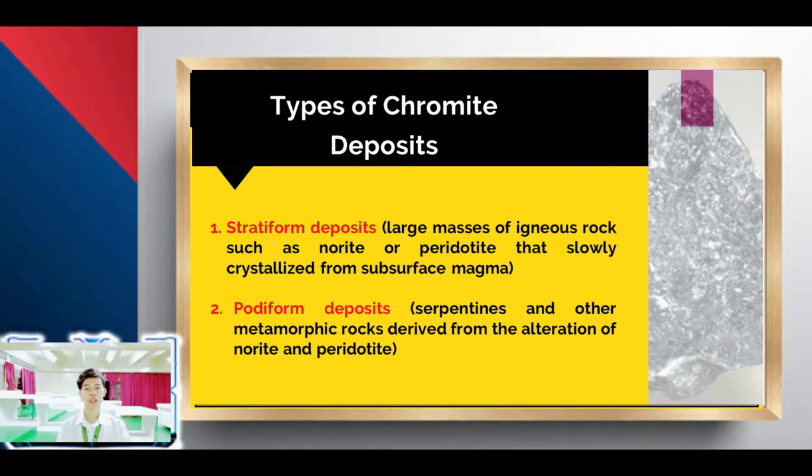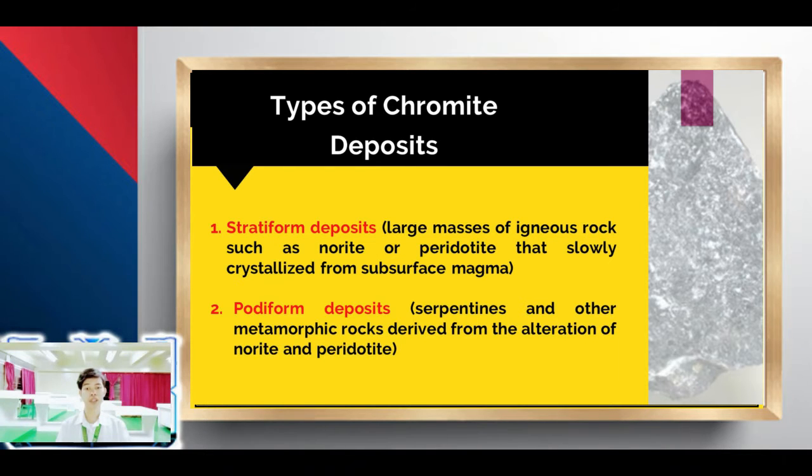Next are the types of chromite deposit. We have two. The first is stratiform deposits. Stratiform deposits are large masses of igneous rock that cooled very slowly in subsurface magma chambers. During the slow cooling, chromite and the associated minerals crystallized early while the magma was still at very high temperature. Their crystals then settled to the bottom of the magma chamber to form layered deposits. Some of the layers in this deposit can contain 50% or more chromite on the basis of weight.